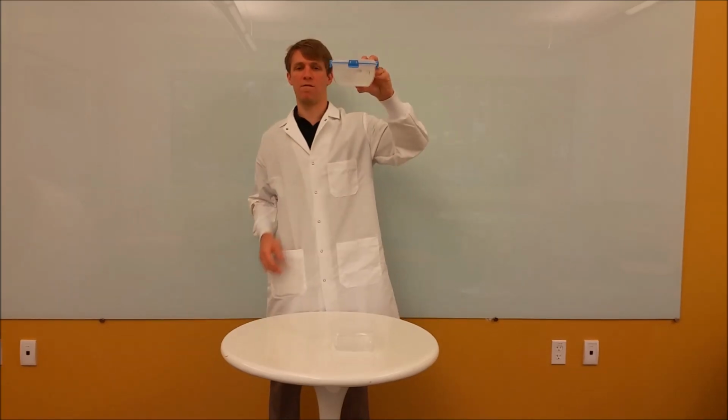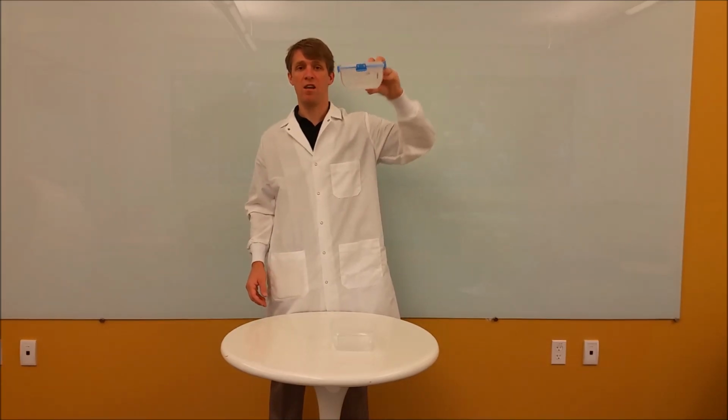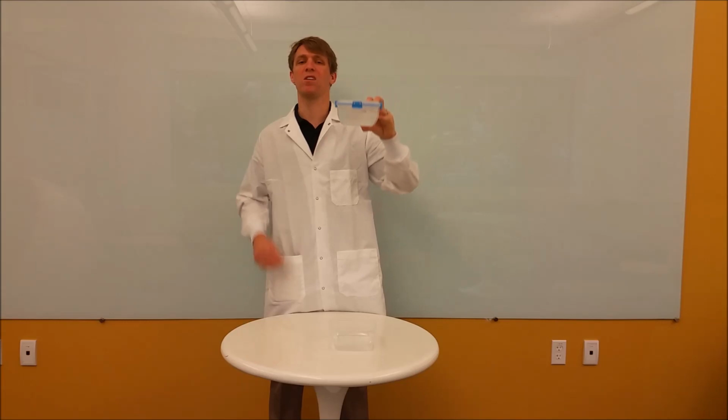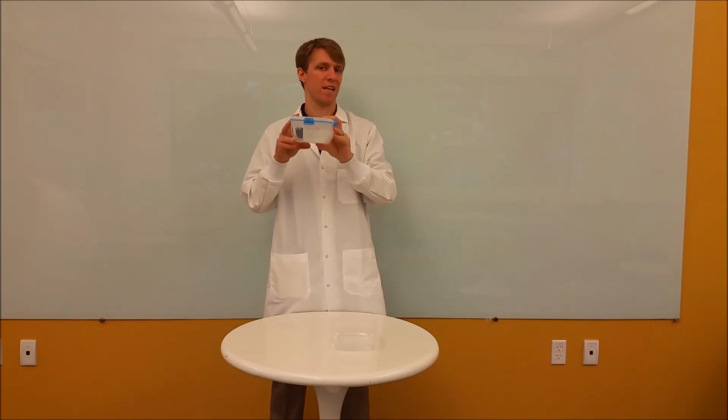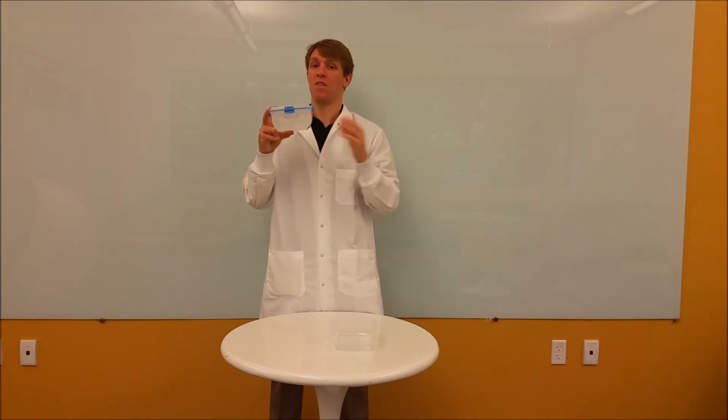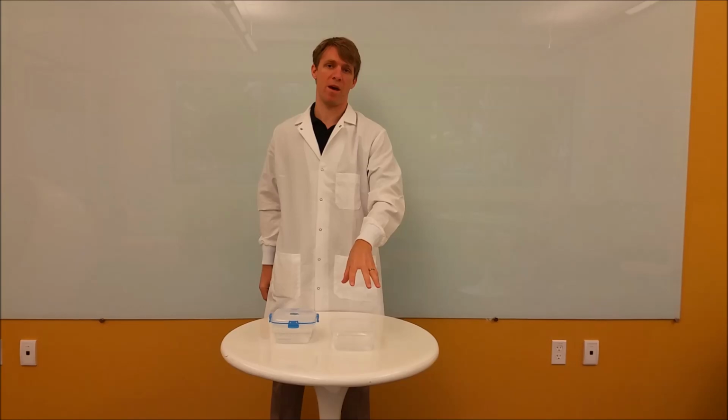This dish is completely full of water. When I tilt it, nothing happens. The water doesn't move because there's nowhere for it to move. This is like an insulator. So when all the energy levels are filled in a material, no current will flow. So this is like glass, and this is like a metal.